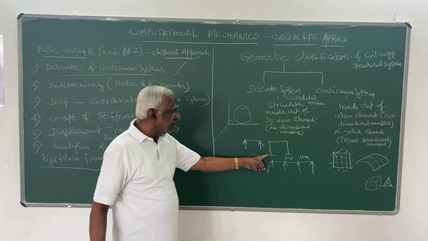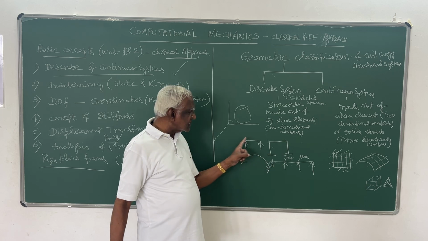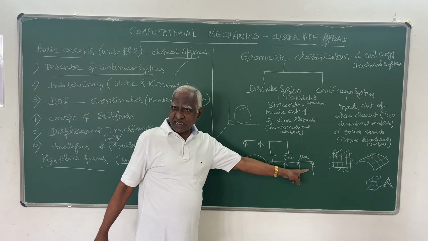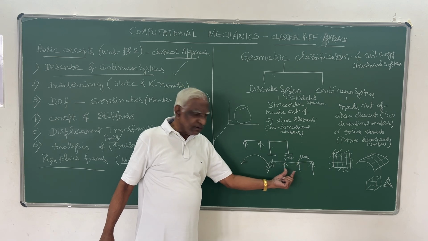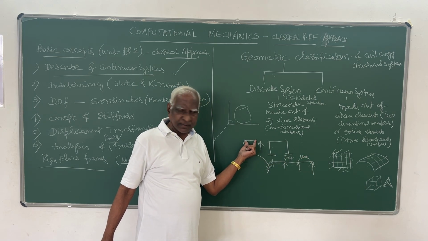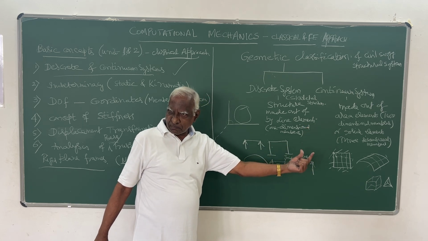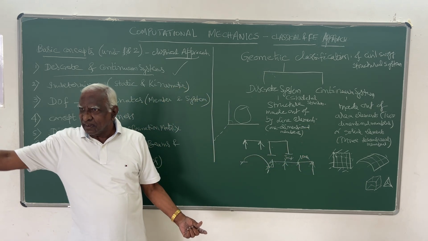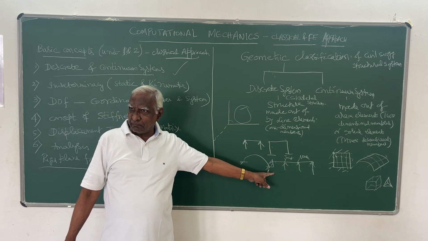This is called rigid plane frame structure. This is called simple beam. This is called continuous beam. Continuous beam is having more number of spans. This is only single span. If it has more than one span and all elements lie along a line, then it is called continuous beam.